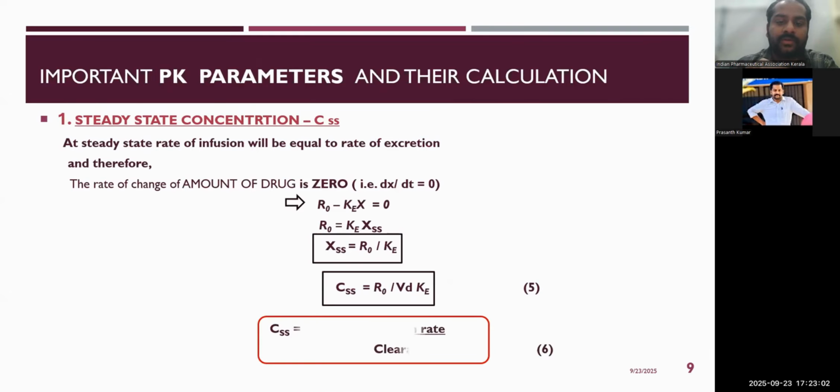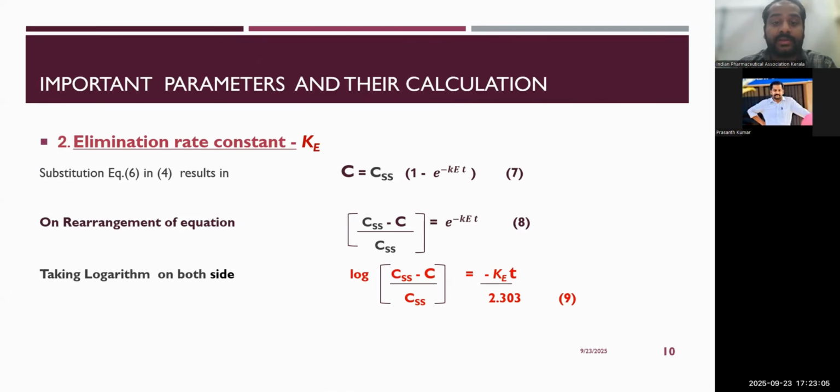So that you convert, what you will get is, in terms of C, you will get C is equal to CSS into 1 minus e raised to minus KET. You take it as equation 7. And on rearrangement of this equation, you will get CSS minus C divided by CSS is equal to e raised to minus KET. That is another equation, equation number 8.